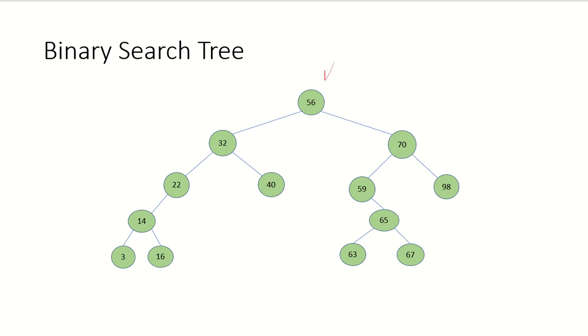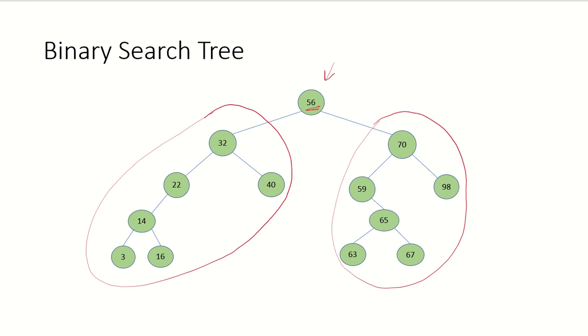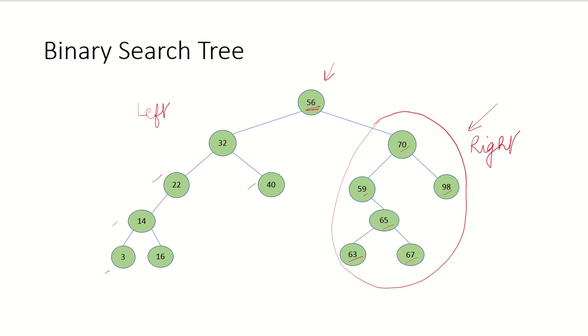So here, if you see, this is the root node, which has a value 56. This is the left subtree of the root node, and this is the right subtree of the root node. You can see, all values in the left subtree are smaller than the value at the root node: 32, 22, 40, 14, 3 and 16. All values in the right subtree are greater than the value at the root node: 70, 59, 98, 65, 63 and 67. And this we can check recursively for each and every node.